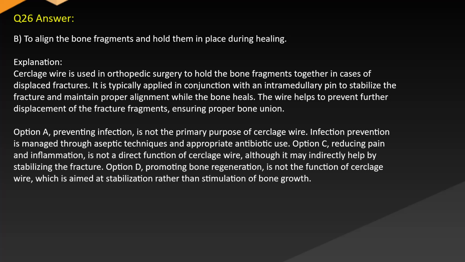Option A, preventing infection, is not the primary purpose of cerclage wire. Infection prevention is managed through aseptic techniques and appropriate antibiotic use. Option C, reducing pain and inflammation, is not a direct function of cerclage wire, although it may indirectly help by stabilizing the fracture. Option D, promoting bone regeneration, is not the function of cerclage wire, which is aimed at stabilization rather than stimulation of bone growth.